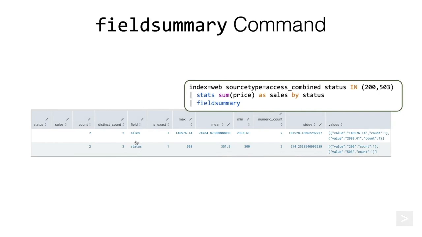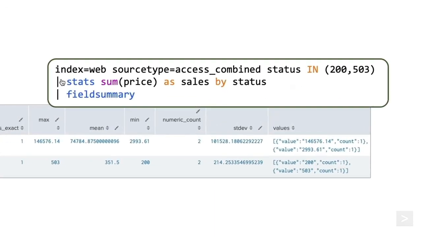Now, field summary can also be used after a stats command, where it is only going to work with the fields returned by that stats command in that table. So in this case, it will work with both sales and status, displaying a summary of the values for that sales and status field.